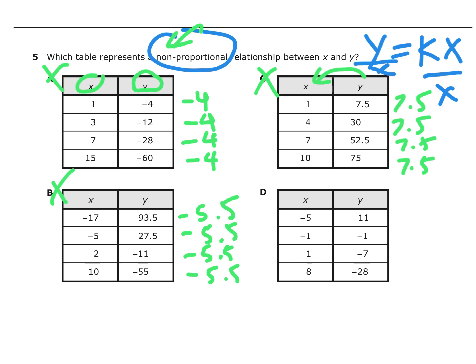And here you see that 11 divided by 5 is not the same as negative 1 divided by negative 1, and negative 7 divided by 1. So when you divide y by x, you're not getting the same constant. You're getting different numbers. This is called a non-proportional relationship. So the answer should be D. In this case, we have to go through every single one and double check. These types of problems require patience, and you do have to take your time. This is not a speed test. Take your time, work your way through it, and make sure you get the right answer.